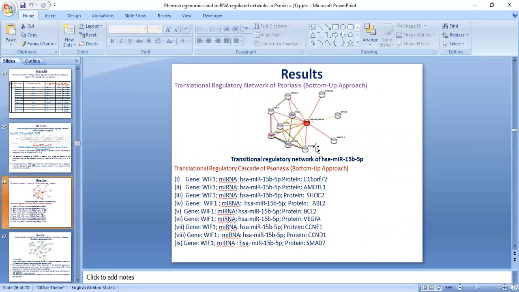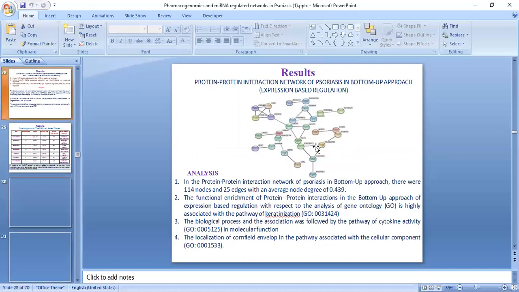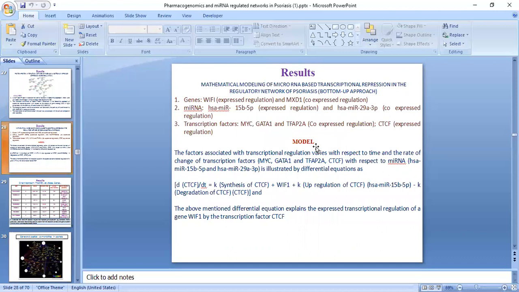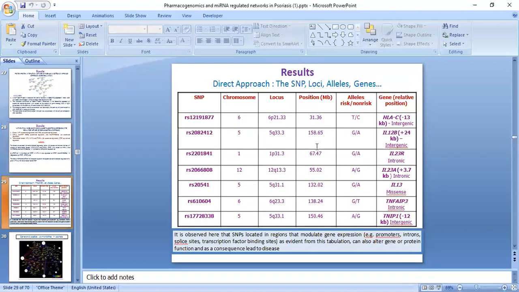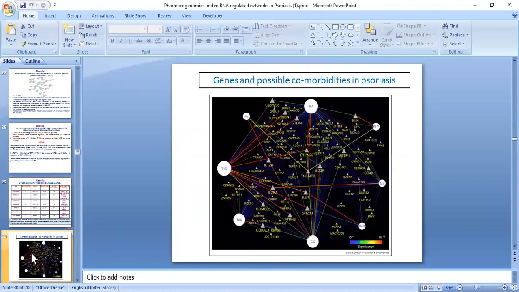And these are the specific network motifs in the bottom-up approach, followed by protein-protein interactions. And here also we are trying to model the network. With respect to the direct approach, we have looked for the specific SNPs. The SNPs are not only in the promoters, you can see they're in the introns, splice sites, everywhere. We have taken all these SNPs. And here we explain the comorbidity.